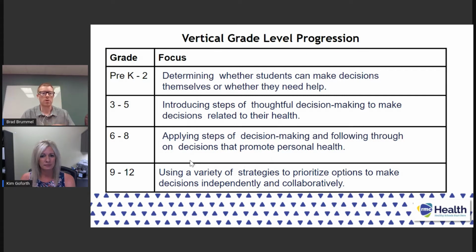And then in high school, I love the variety of strategies, because we're not going to start off just throwing a ton of different strategies at them. In middle school, they're going to get good at 1 or 2 strategies. And then in high school, we're really pushing our students to learn a variety of strategies that they can prioritize to make these healthy decisions. And they can do this independently and collaboratively. So that's what the vertical progression looks like.